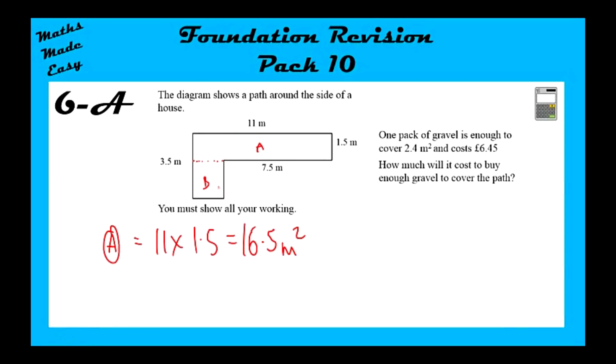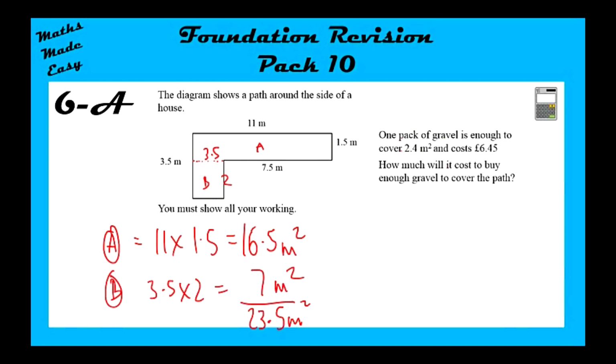Shape B a little bit harder because we don't know either of these lengths. So this length here must be 11 take 7.5, which is 3.5, and this height here up there must be the whole 3.5 take the 1.5, which is 2. So shape B is 3.5 times 2, which equals 7 meters squared. So the whole lot, if you add those up, is 23.5 meters squared.